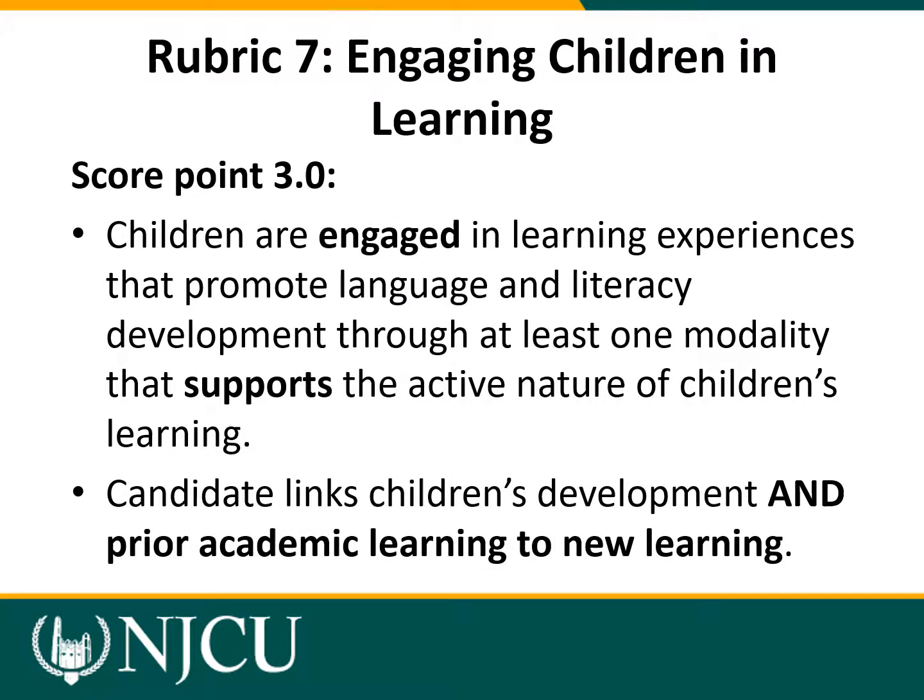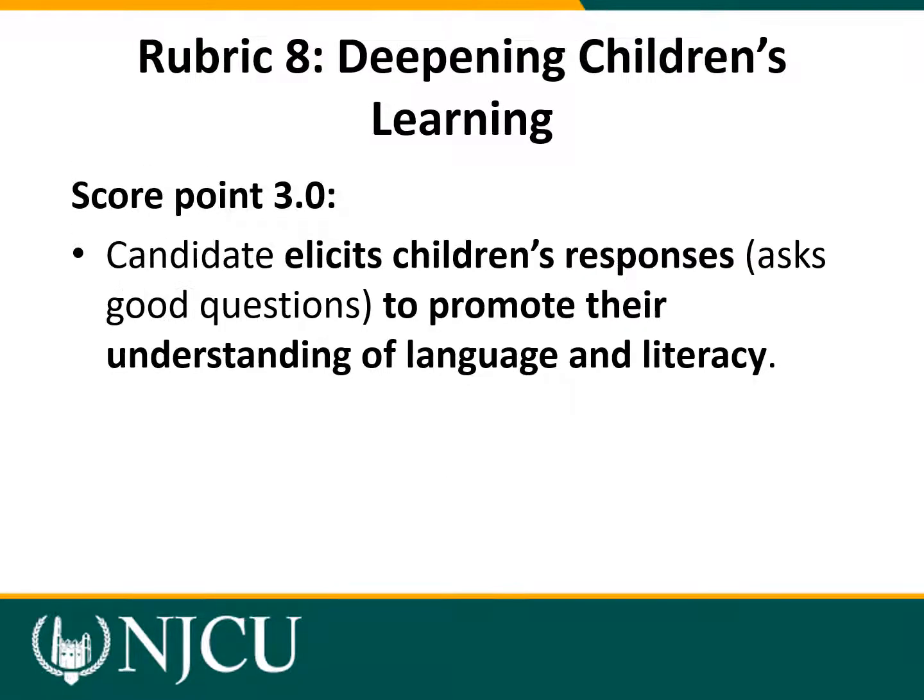Keep it positive, show your good relationships with them and that you can manage the class. In Rubric 7, they're going to be looking for how well the children are engaged in the learning experiences and that they're doing language and literacy through at least one modality that supports the active nature of children's learning. So in other words, they're looking for active hands-on activities and that the students are all engaged. They're also looking to see that you link children's development and prior academic learning to new learning. So make sure you make those connections to what they were learning before to this new learning.